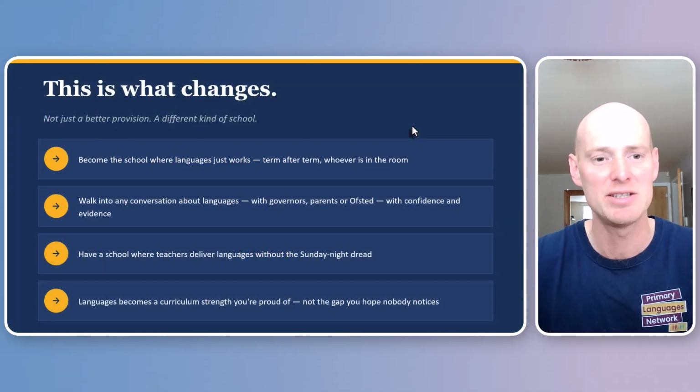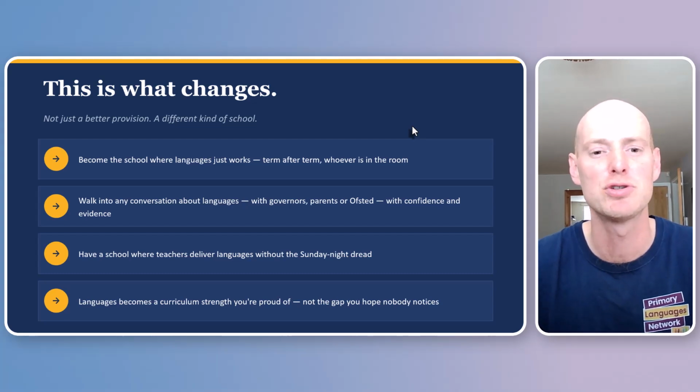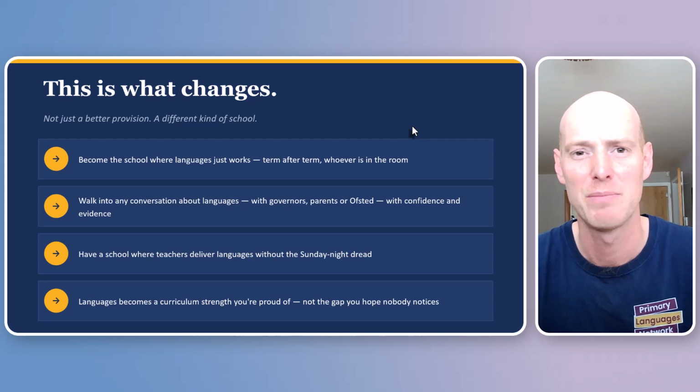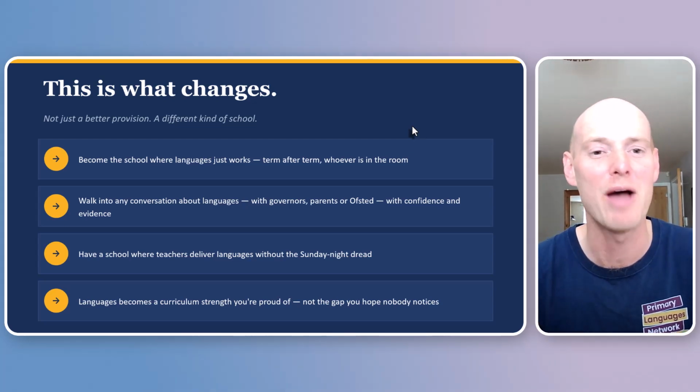So this is what changes. It's not just a better provision, it's you become a different kind of school. You become the school where languages just works. Term after term, doesn't matter who's in the room. PPA, HLTA, non-specialist, specialist, whoever.